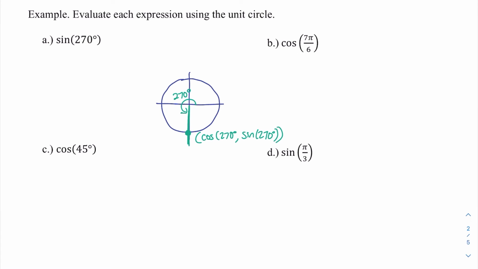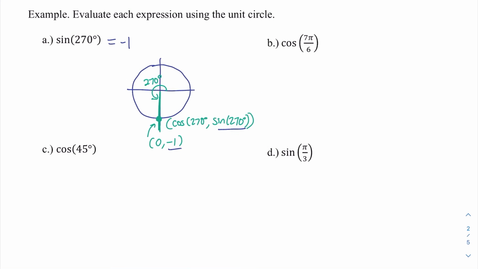Okay, but I know what that point is on the unit circle, right? If I said, hey, what's this point? We'd say, oh, that's just (0, -1). And so what I'm finding here is that sine of 270 has to be equal to -1, because just by definition, that's where it is. So sine of 270 has to be -1. All right, so let's keep going with this. Maybe we'll move this up a little bit so it's not totally in the way of everything else.